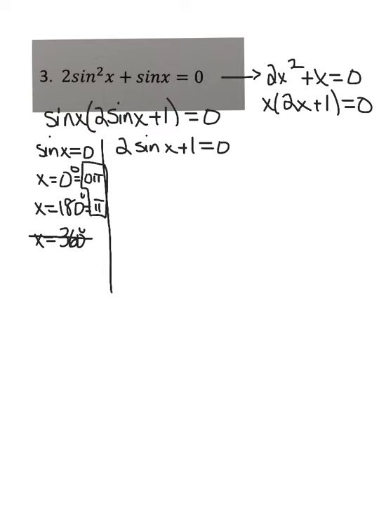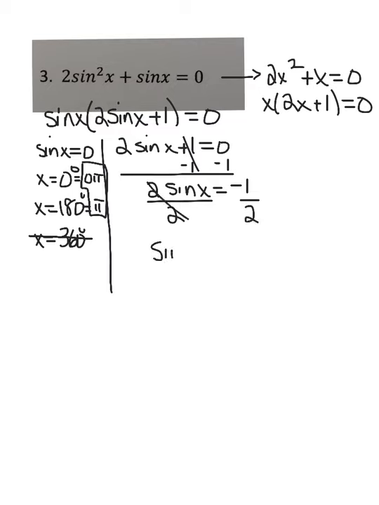Okay, now let's look on the right-hand side. So we're going to try to isolate that sine x. So I'm going to move the 1 over. Then I'm going to get 2 sine x equals -1. Again, let's isolate that sine x a little bit more. So I'm going to get rid of that 2. And that's going to give me sine x equals -1/2.